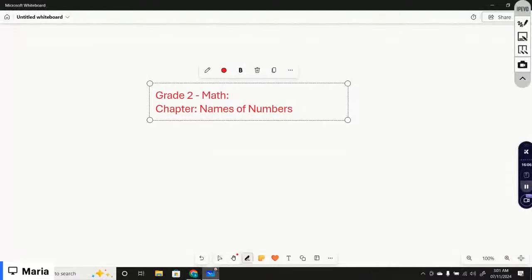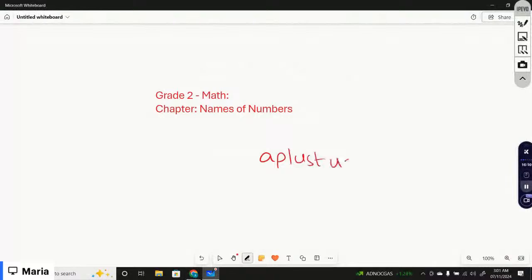You can find all the lessons on aplusstudents.com. You have to log in there using your email address provided by the administrator. Then you have to select math from the subject tab. Scroll down to grade 2 math and then click on view all lessons. There you can find a list of the chapters. We're going to start with the chapter names of numbers.